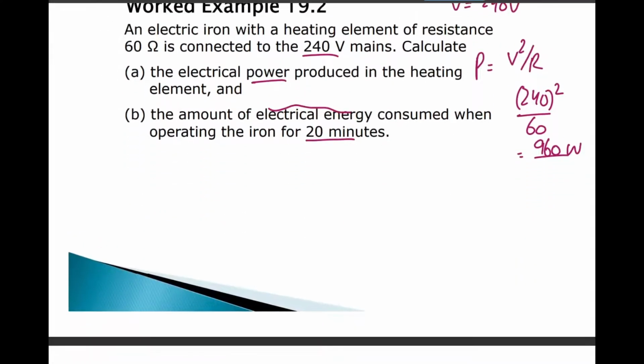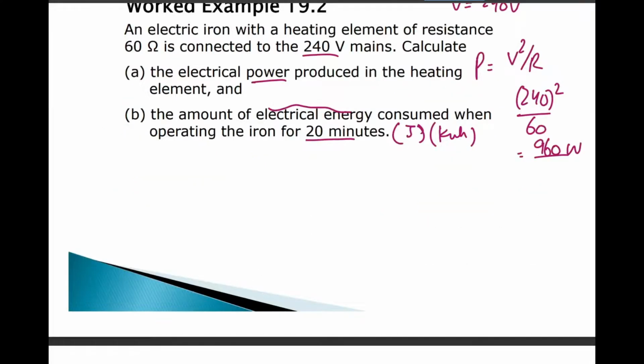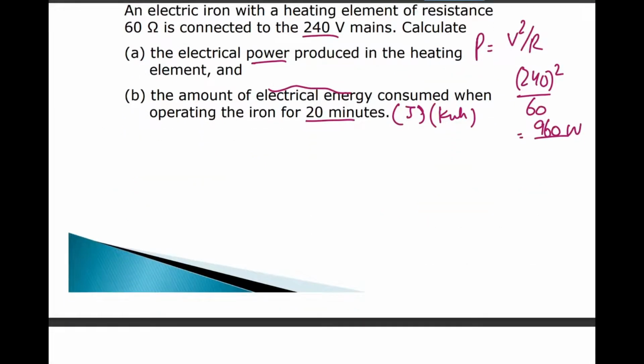Now, this is an ambiguous question. He could have mentioned, or he should have mentioned, whether we are supposed to find it in joules or in kilowatt hours. Since we are dealing with this chapter, I'm going to find this in kilowatt hours, because it's preferable to use the larger unit that shrinks the values down instead of using a smaller unit that gives us a bigger answer.